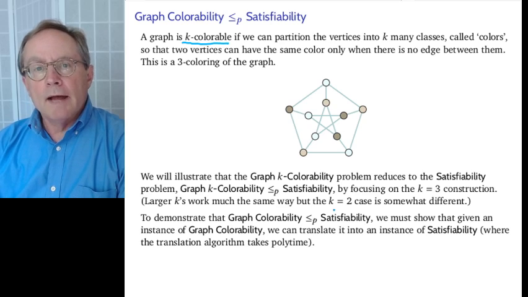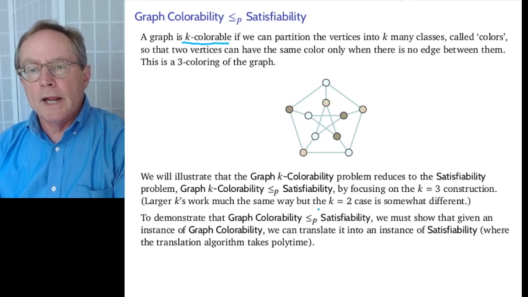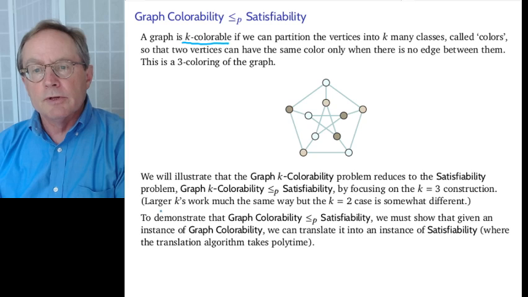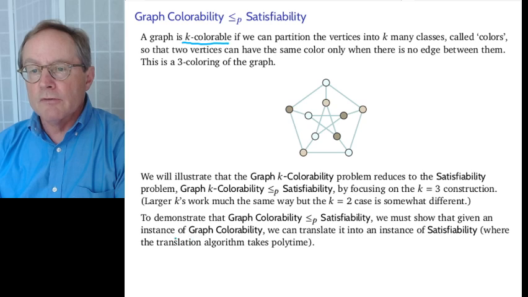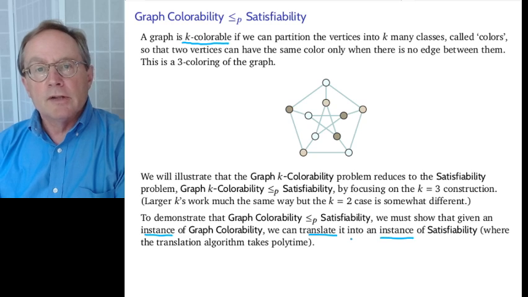Okay, so what we have to do then, if you follow the definition, last time we went on at some length about what f is doing, but here we're trying to return a little bit back to the formal mathematical definition. So if you follow the definition, it says we have to show that given an instance of graph colorability, we can translate it into an instance of satisfiability. And that translation has to take polytime. So we're going to take in a graph colorability problem and put out a satisfiability problem.